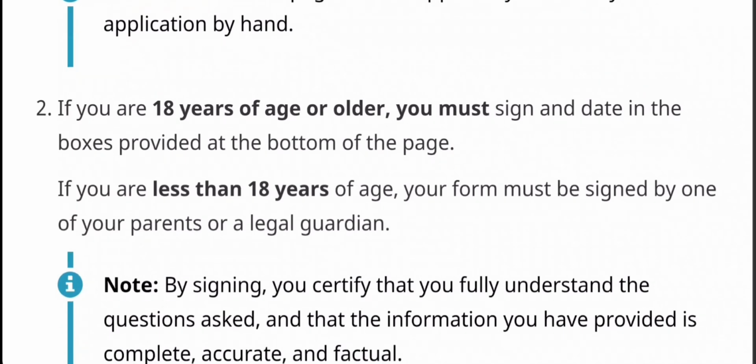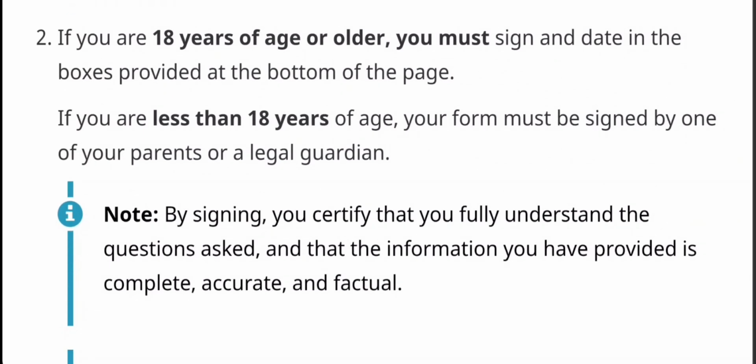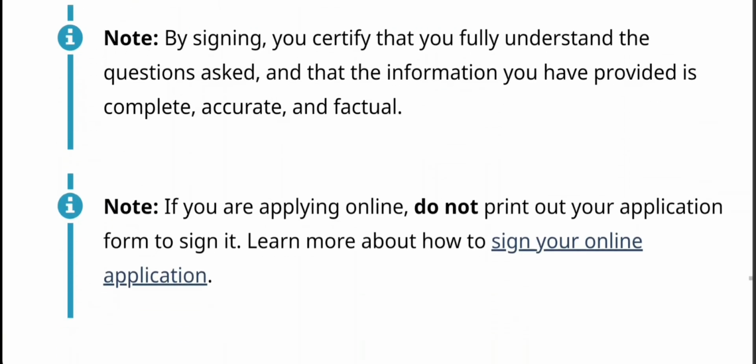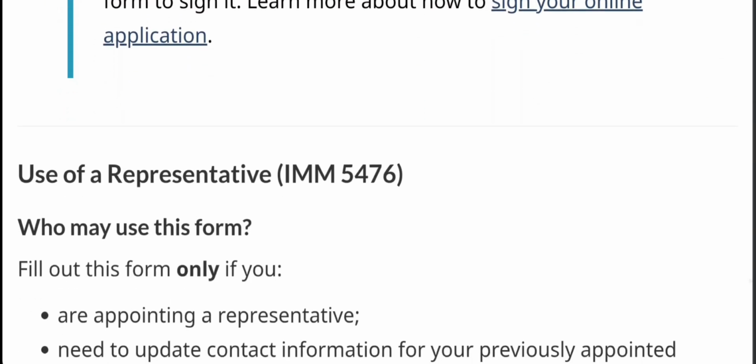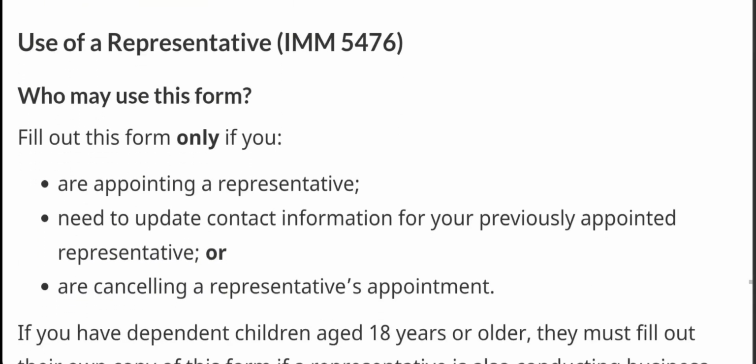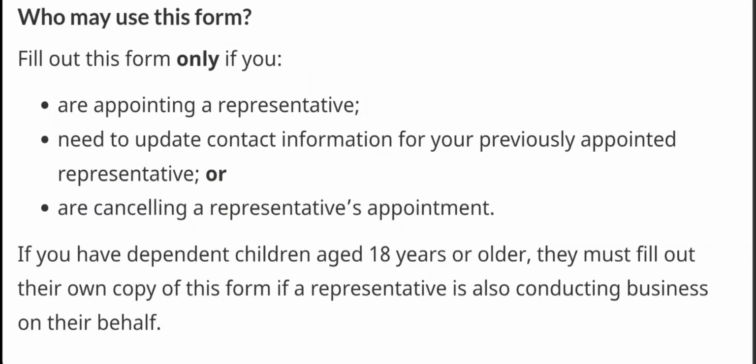And once you have finished all this part, guys, you have to click on the validate button online to generate a barcode like this. The barcode page will not appear if you fill out your application by hand. If you're 18 years and above, you have to sign and date the boxes provided at the bottom of the page on your form. You have to do this electronically because you are doing it online, all right?